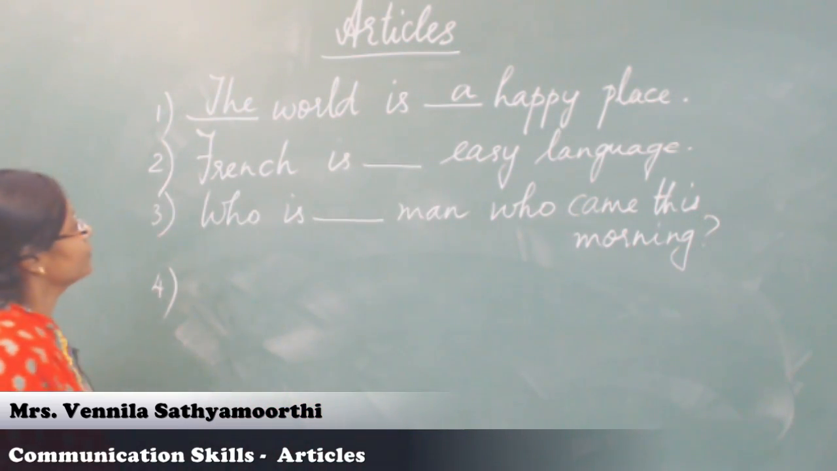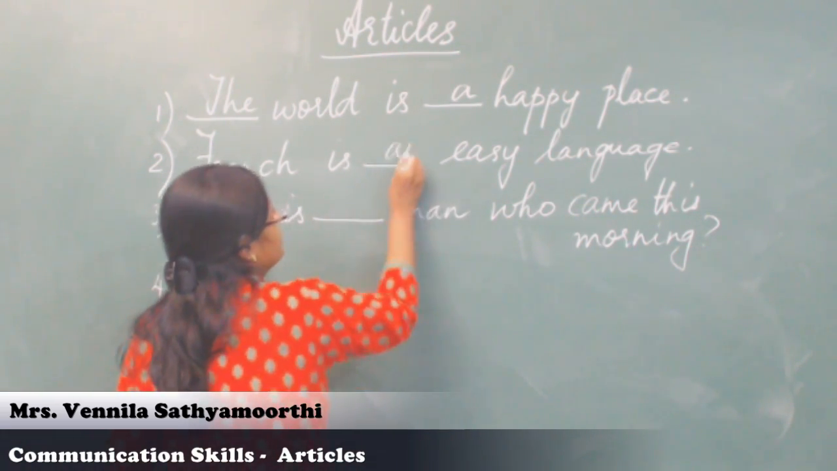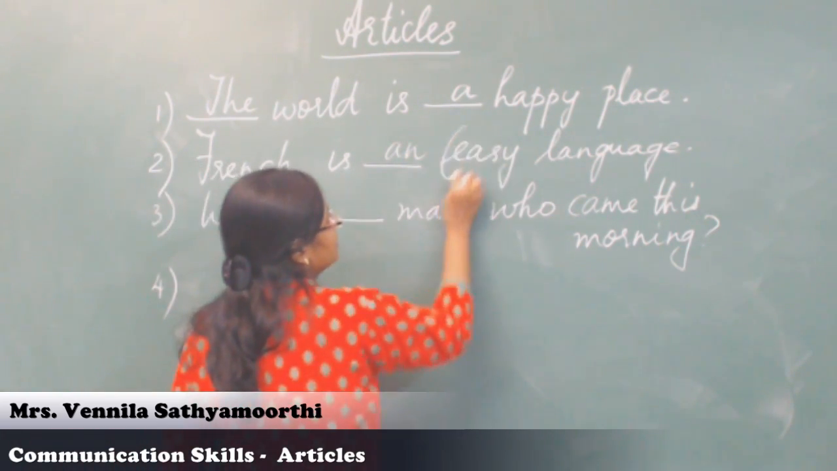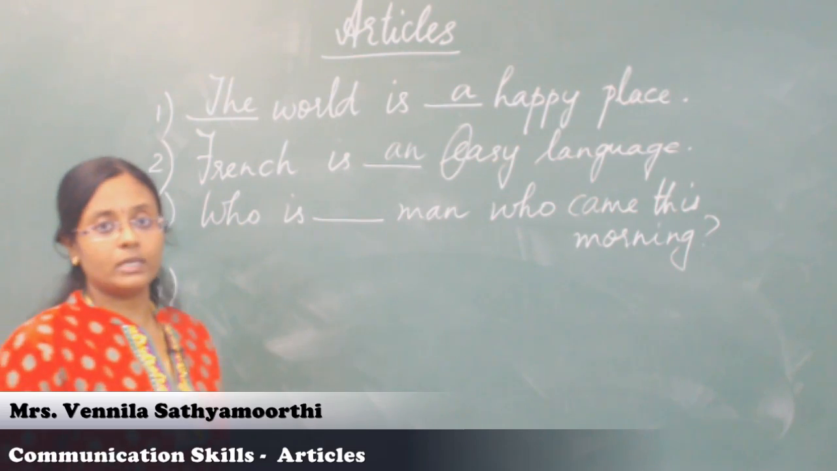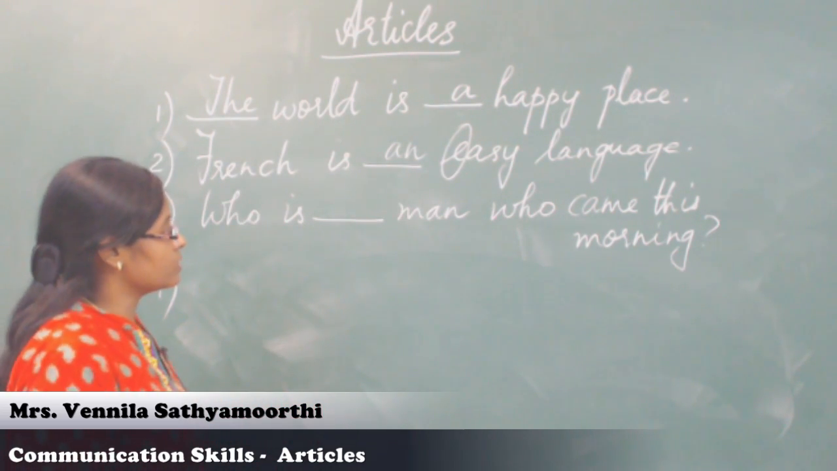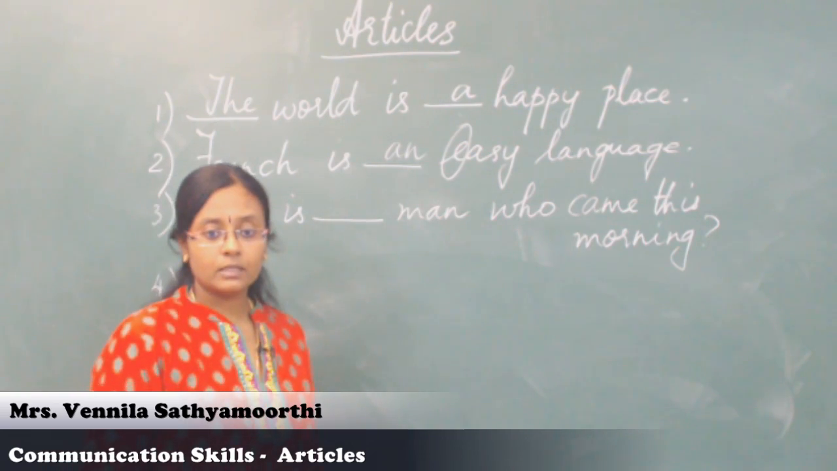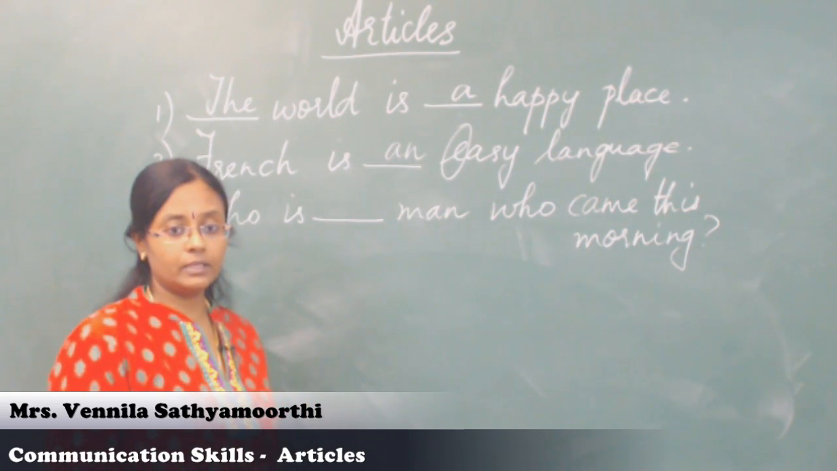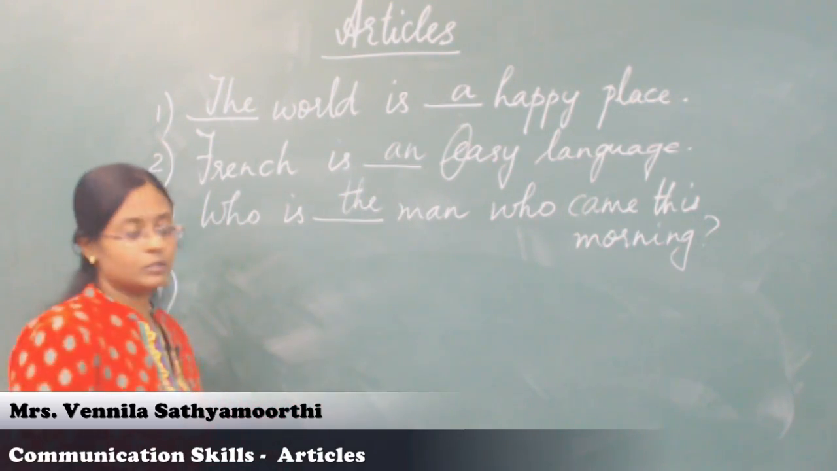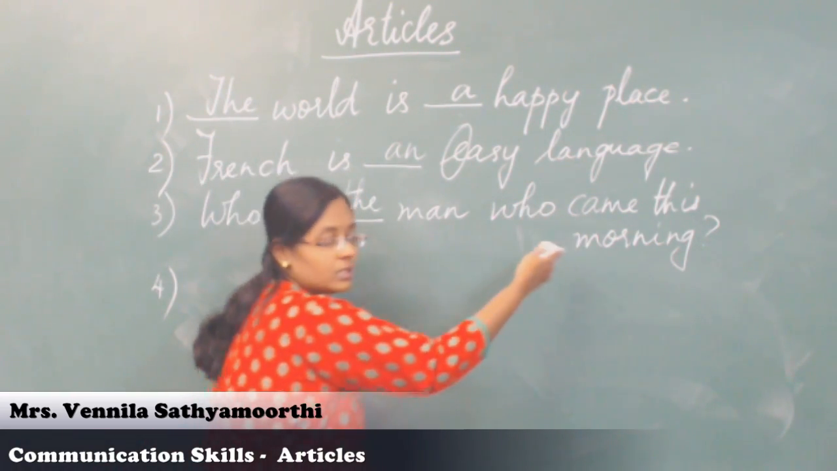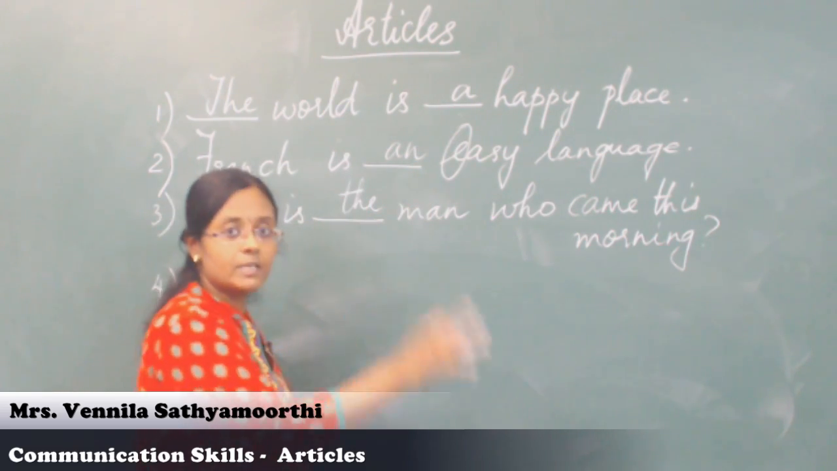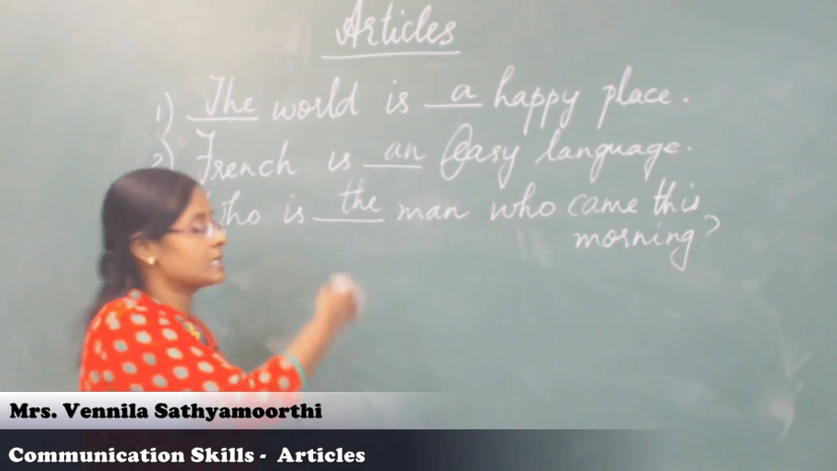The second one, French is an easy language, yes. Not much to think about there. That's very easy because here you see the vowel letter as well as the vowel sound. Who is dash man who came this morning? Third, number 3, yeah, it is the, because you see you are talking about a particular person who came that morning. So it is a definite person, so we use the definite article.